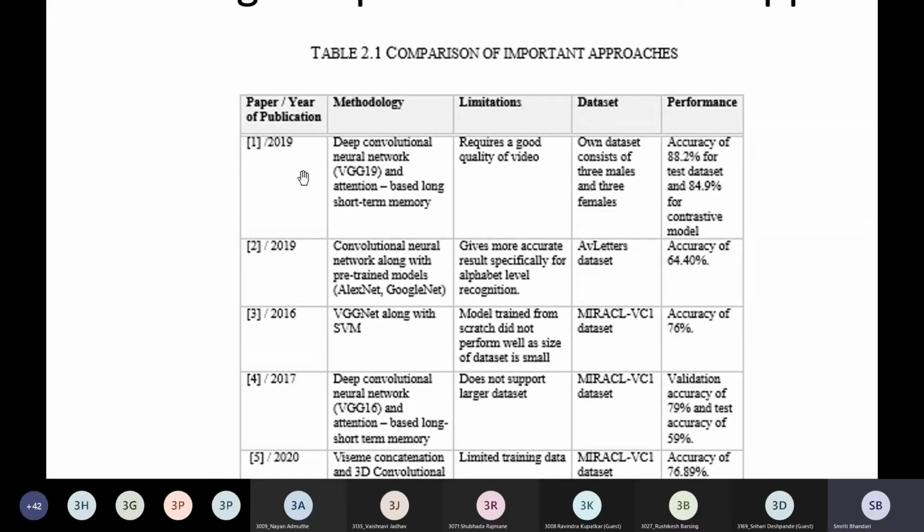Now we have the methodology column, wherein we list briefly the methodology used in this paper. We list the limitations. We also talk about the data set, which data set these researchers have used, and the performance reported by the researchers in this paper. Likewise, for whichever important references we have, we should come up with such a comparative table of all those references.